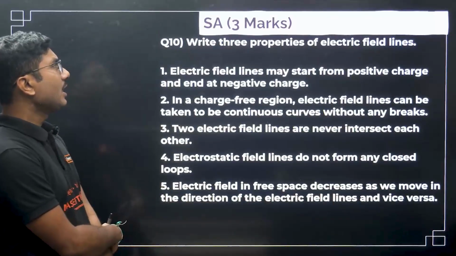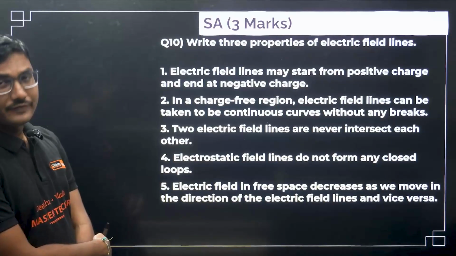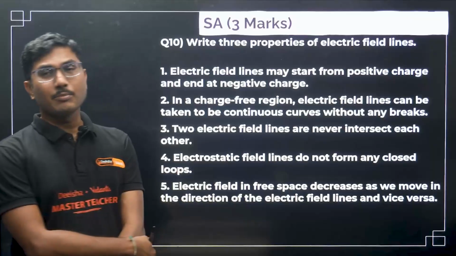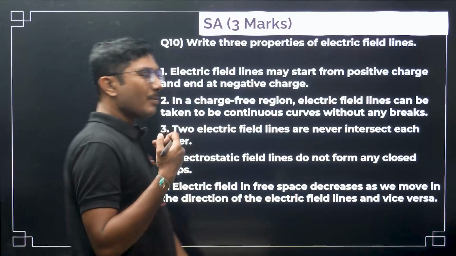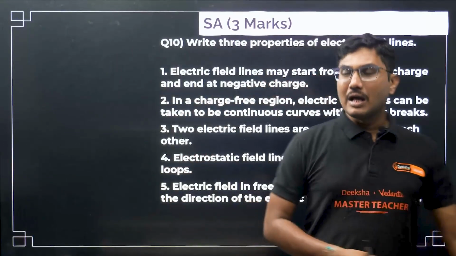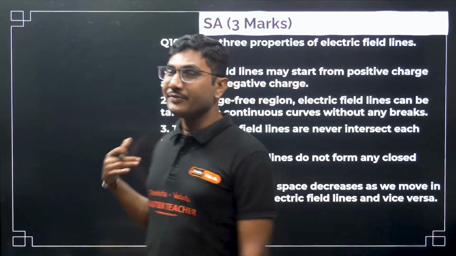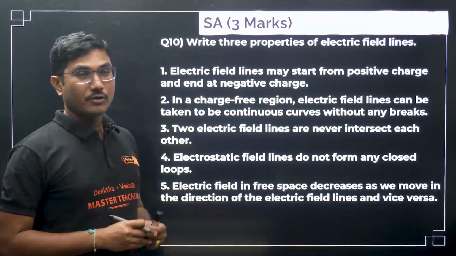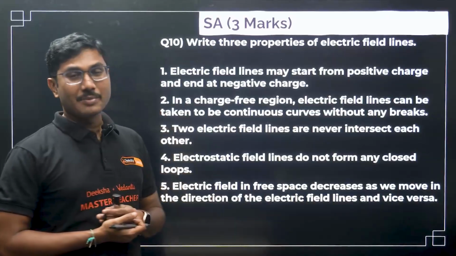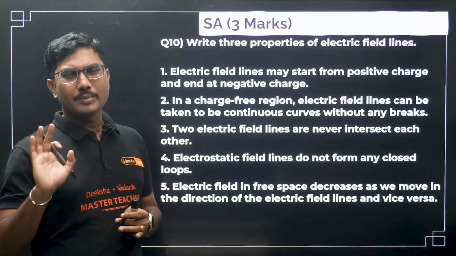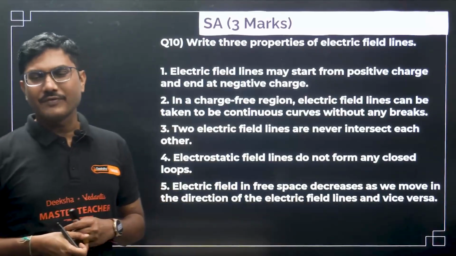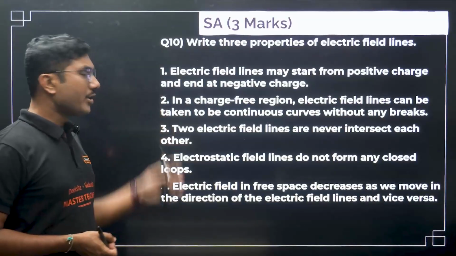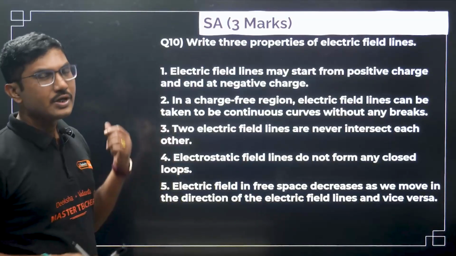Next question, write 3 properties of electric field lines. Very important question, and in midterm exams I have seen teachers sometimes give this question as a 5 marker question. Trust me, I have seen that. So it might come as a 3 marker question. There is a 1% chance that it might come as a 5 marker question. So try to remember 5 points from these properties.